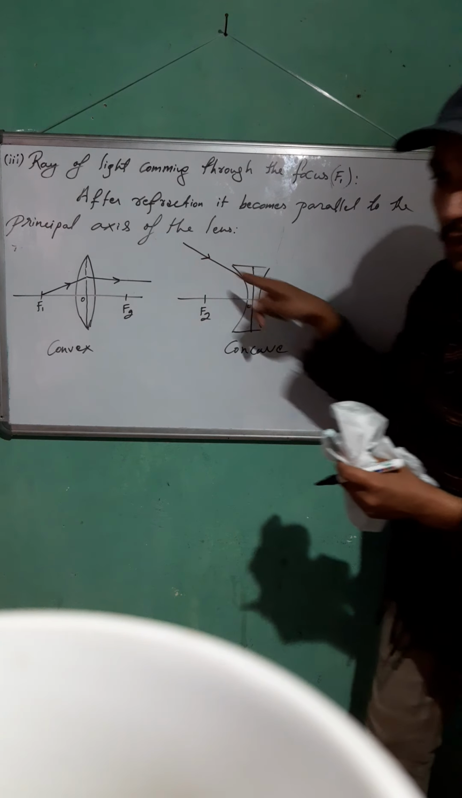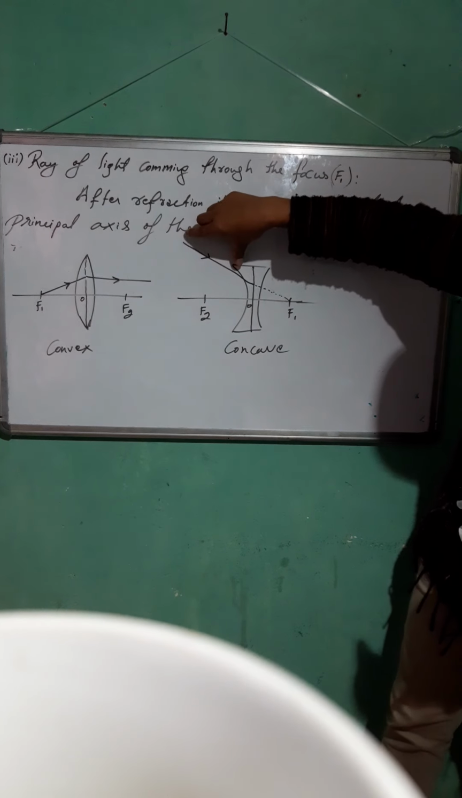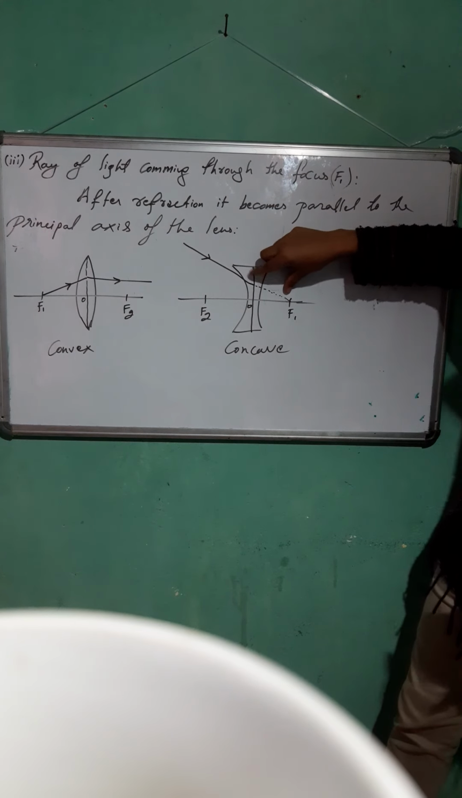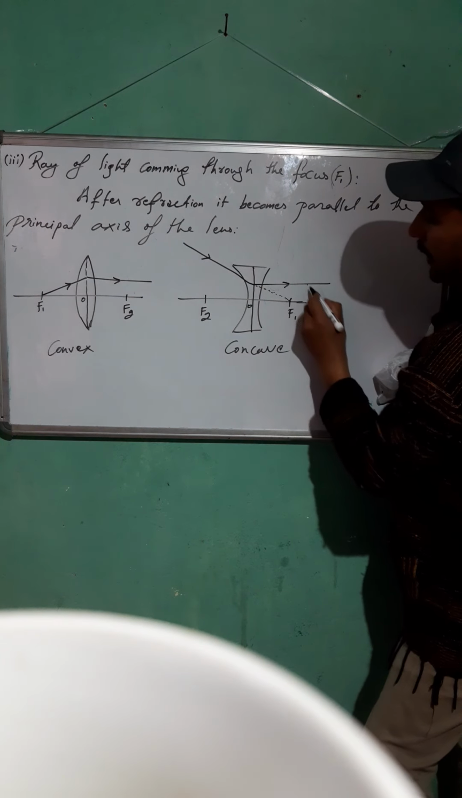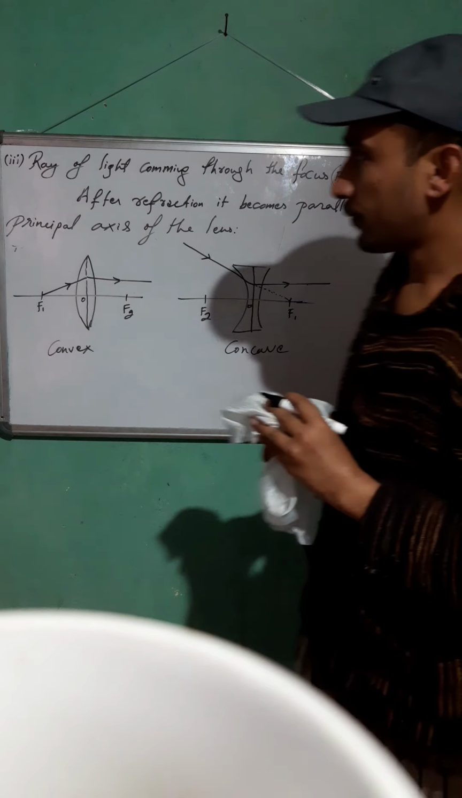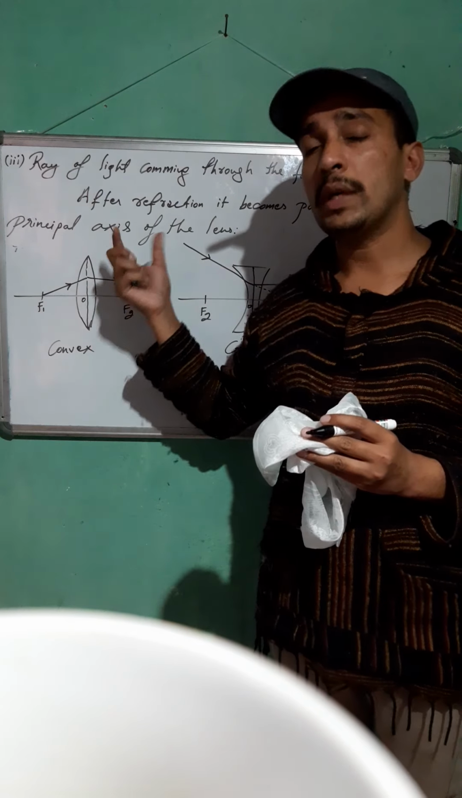Use a scale. Draw it straight, a complete line, then the dotted line. So after refraction, it becomes parallel like this. These two lines will be parallel. Okay, so these 3 important rays are used for drawing ray diagrams in case of a lens.